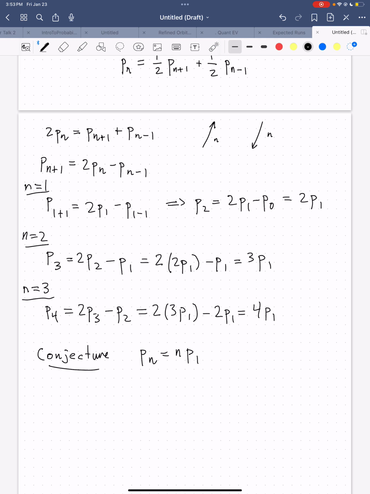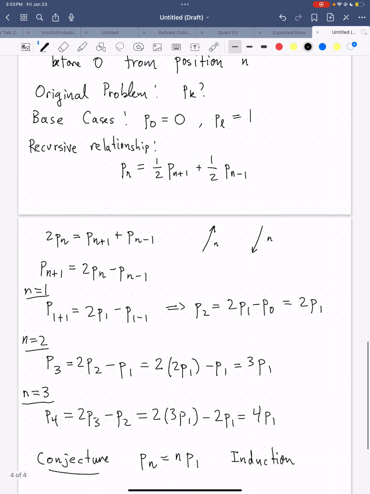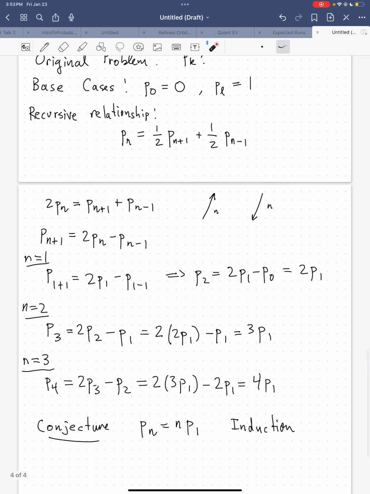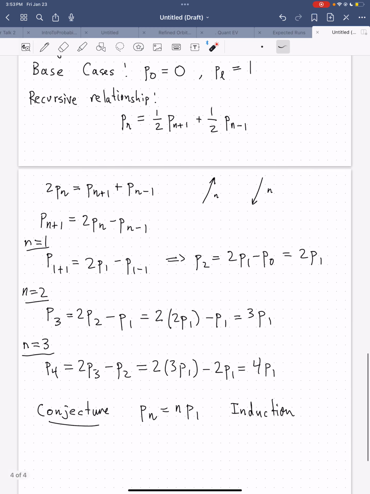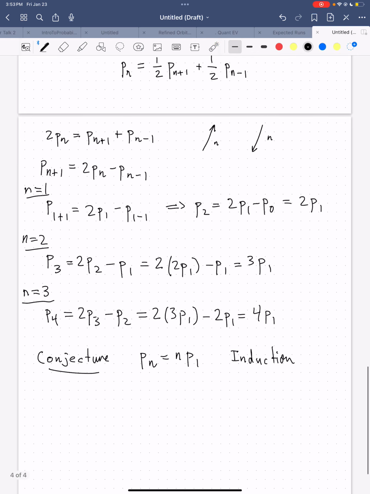And it's not so hard to prove this with induction. You can also prove it directly. Okay, but once you know that, then what can you do? Well, the only other thing we haven't used is that PL equals 1. So let's just try to use that information. If this is true, that means PL is L times P1, but we know that PL is 1. So this implies that P1 is 1 over L.